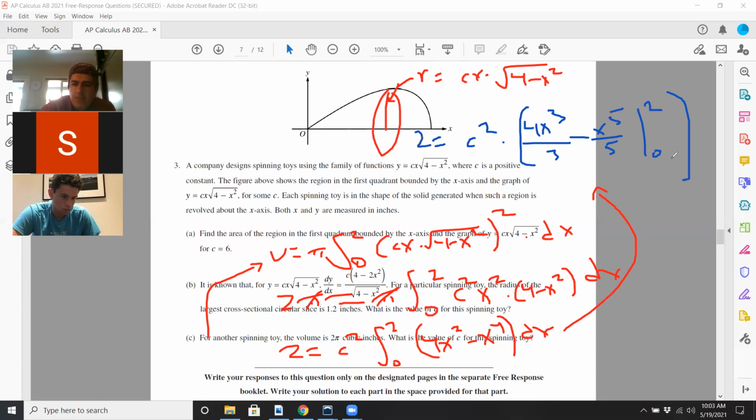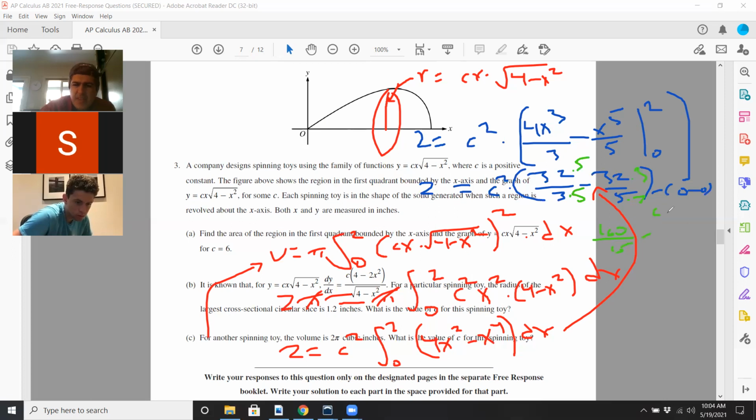Don't forget about that. If you plug in 2, you get 32 over 3 minus 32 over 5. And of course, you get 0 minus 0 when you plug in 0. Again, multiply by c squared equals 2. Find the LCD. Goodness. I would really like to talk to the person who wrote this. Dude, are you serious? You actually are making the kids do this? So it's 160 over 15 minus 96 over 15. That's 64 over 15.